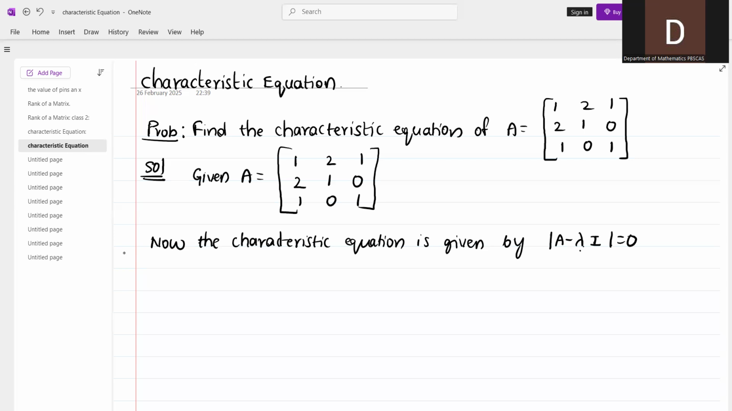The determinant of capital A, the given matrix, minus lambda, this is the scalar multiple of the identity matrix.